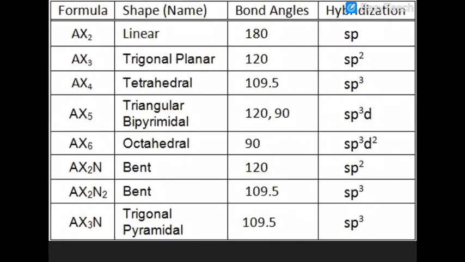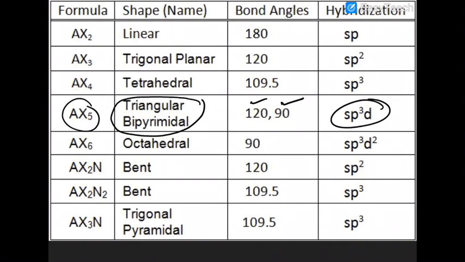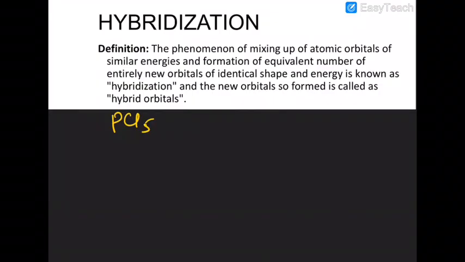Then you have AX5 type of molecule. The geometry is trigonal bipyramidal. Two types of angles are there, 90 degree and 120, and the hybridization is sp3d. Are you getting that? Now look at the example of PCl5.